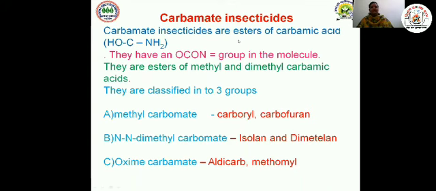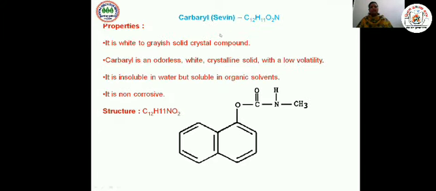Now, coming towards the carbamate insecticides. Carbamate insecticides are the esters of carbamic acid, HOCONH2. They have the OCON group in the molecule. They are esters of methyl and dimethyl carbamic acid. They are classified into three groups: methyl carbamate, N,N-dimethyl carbamate, and oxime carbamate. Examples are carbaryl, carbofuran, isolan, dimetilan, aldicarb, methomyl.